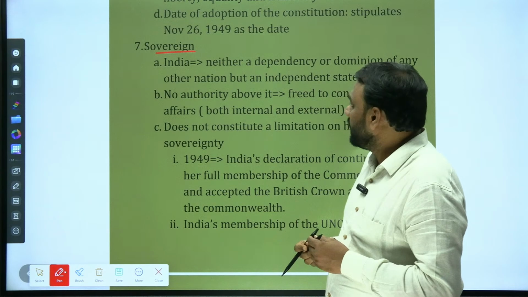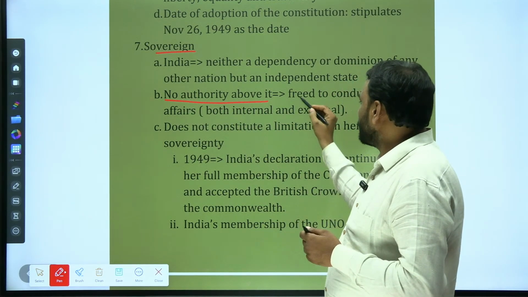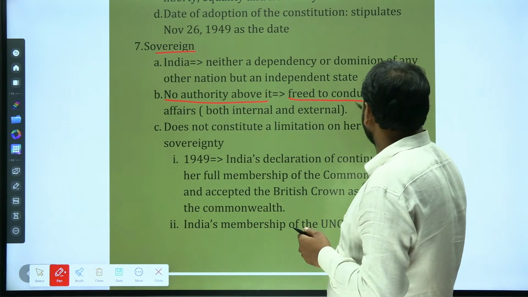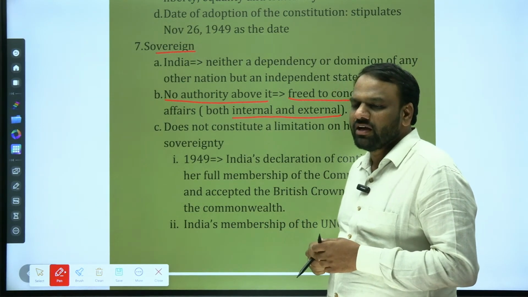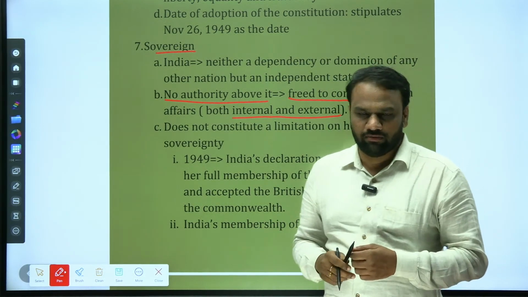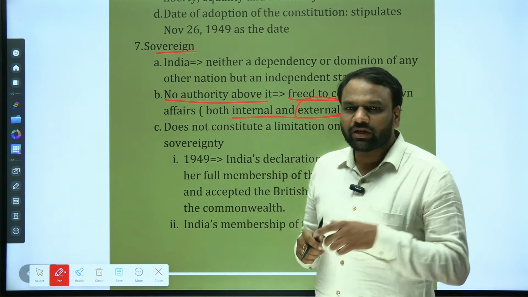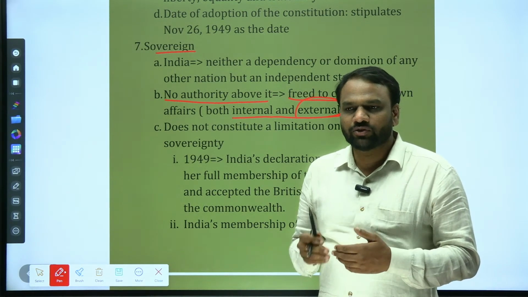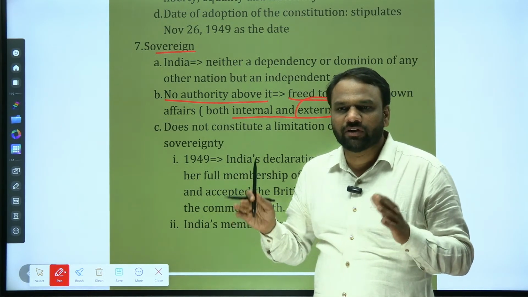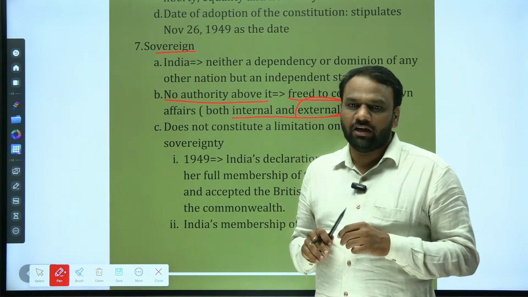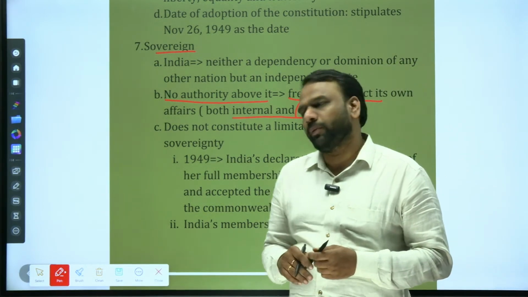Next, sovereign also means no authority above it. So it is free to conduct its own affairs, both internal and external. Internal affairs means, for example, how to manage law and order. External means with which nations, what kind of relationship should we build? Whether we should build a good relationship with USA or with Russia. All these decisions will be taken by India independently, without the interference of any external power.